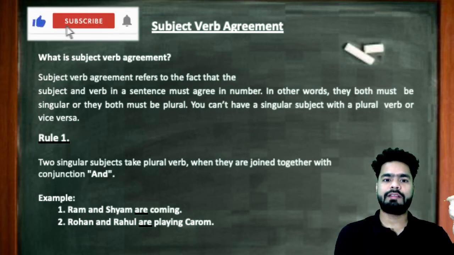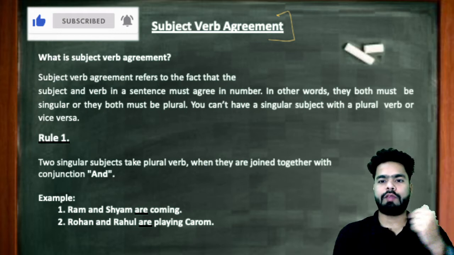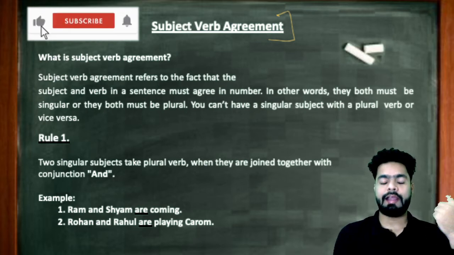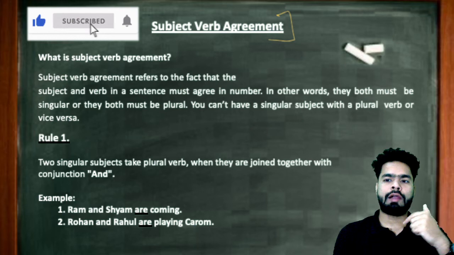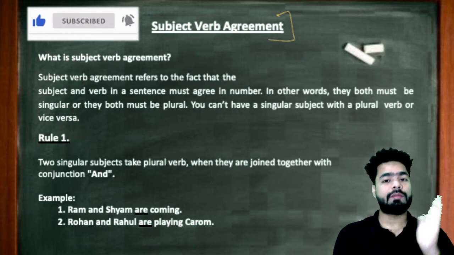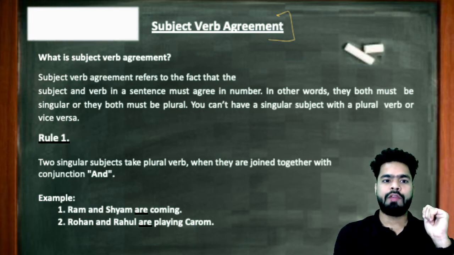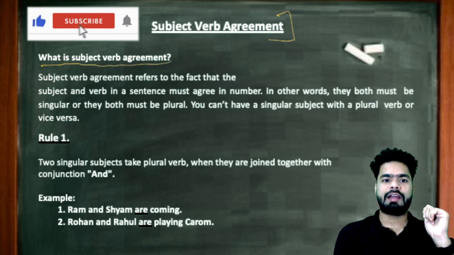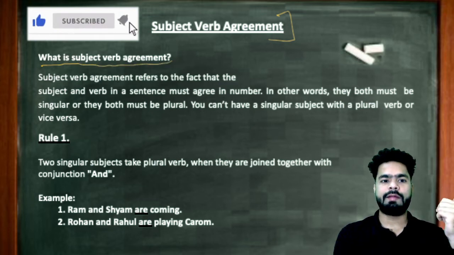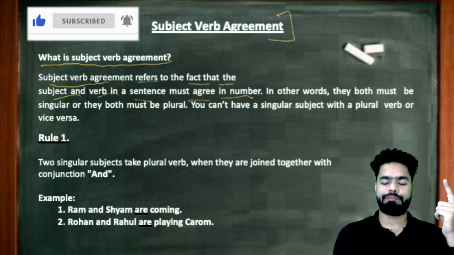Ultimately, what is subject verb agreement? Before understanding that, we have to understand what is a subject and what is a verb, and then we will understand what is an agreement between subject and verb. Subject verb agreement refers to the fact that the subject and the verb in a sentence must agree in number.